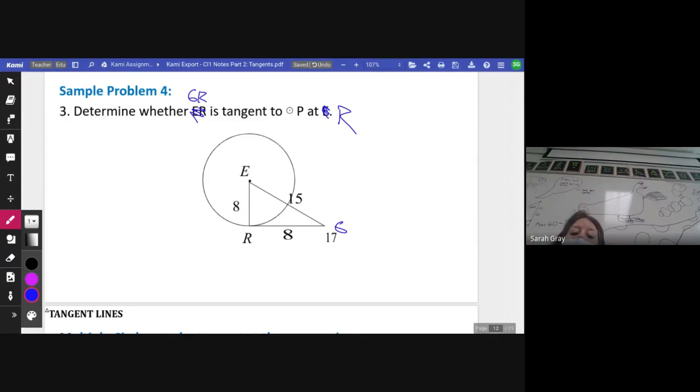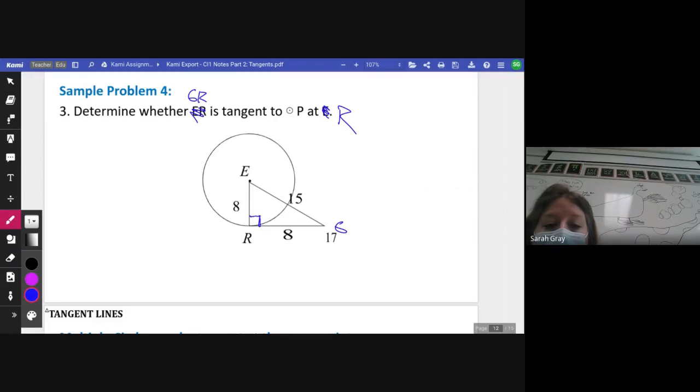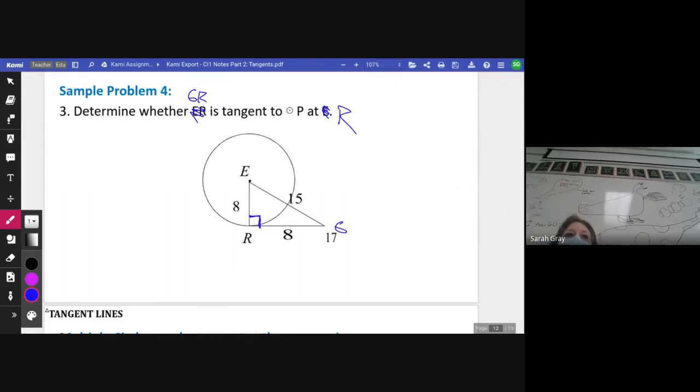So we're trying to say that that bottom line is tangent to the circle at R. If it's tangent, what angle is happening? It's a 90. So I'm assuming it's tangent. I'm putting a 90 in there. If that's a 90-degree angle, what should happen with my triangle? Or what should be true about this triangle?